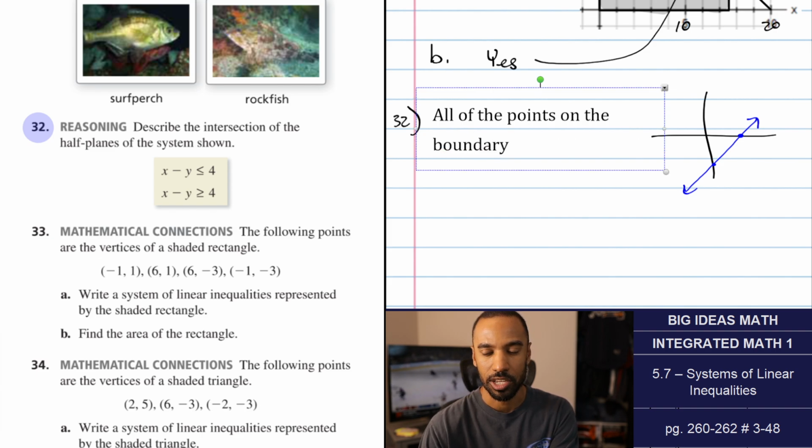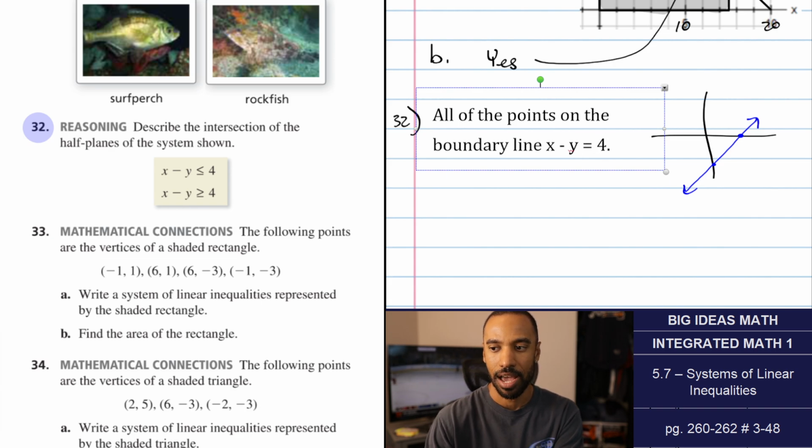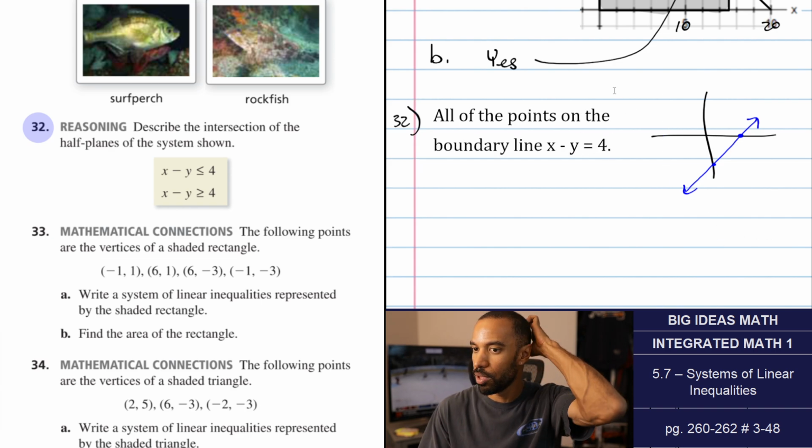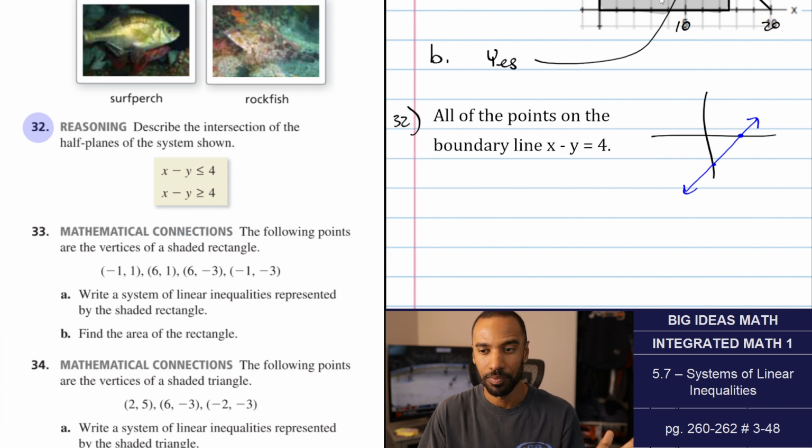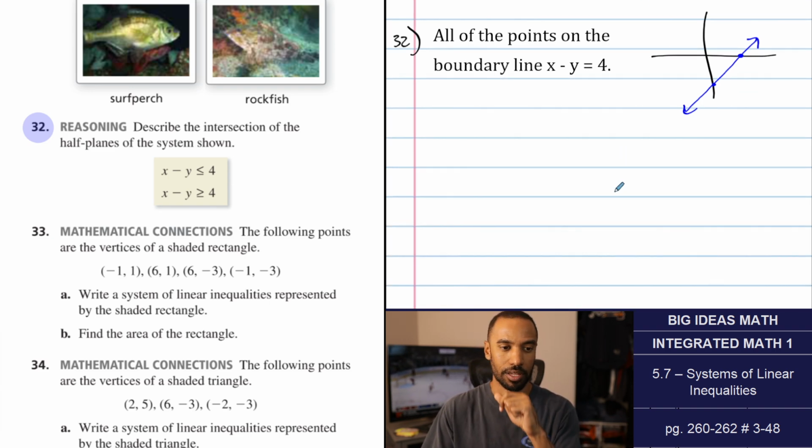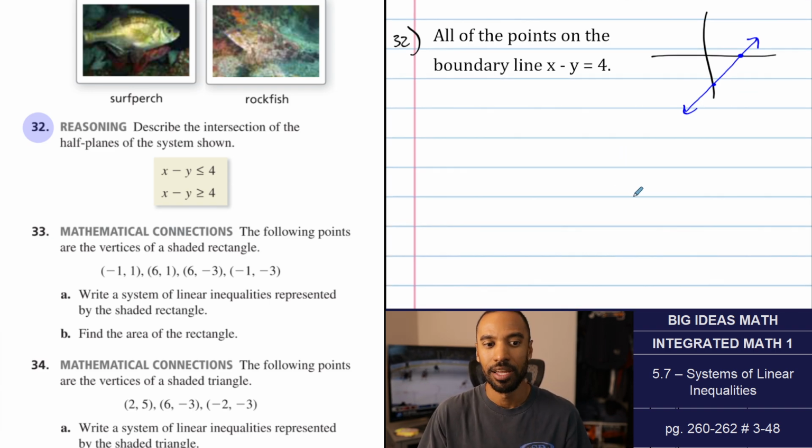The boundary line is x minus y equals 4. These are the only ones that actually count. Nothing else above, nothing else below. That's it. Now it's an infinite number of solutions. Just the shaded regions don't really count for anything. How do you be less than or equal to 4 and greater than or equal to 4 for x minus y? When you're equal to 4. And that's what it is.